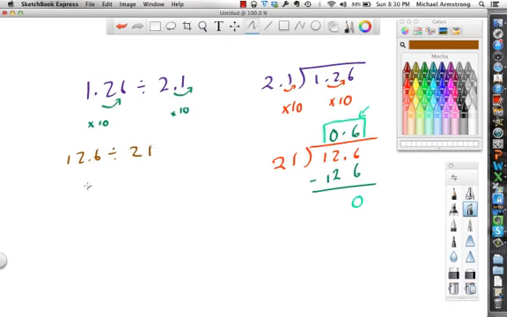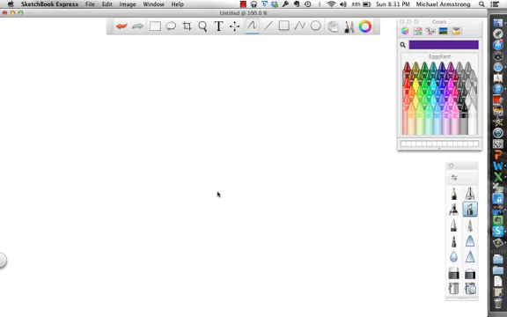This isn't one we could do in our head. Even if we multiplied it by another 10, so that it becomes 126 divided by 210, we still can't really divide this very well without our long division method. Our long division method is the best way to do it. A lot of times we can do them in our head. This time we have to use long division. Let me show you how you can sometimes do it in your head.